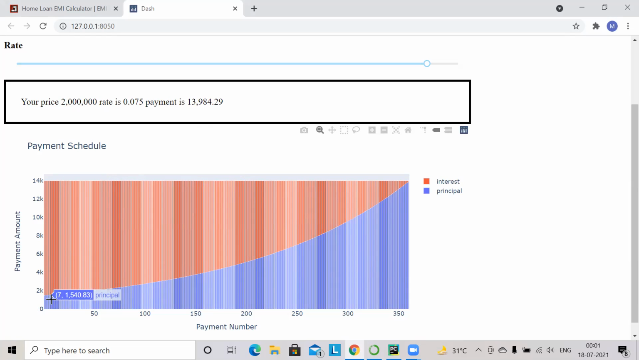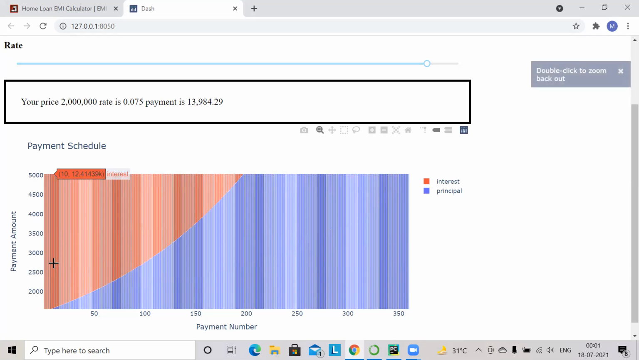So for the same 7th EMI, the principal amount I am paying is 1,540. If I am paying less principal, then more interest payment will be taken, and this will be the overall for the 30 years I will be paying.